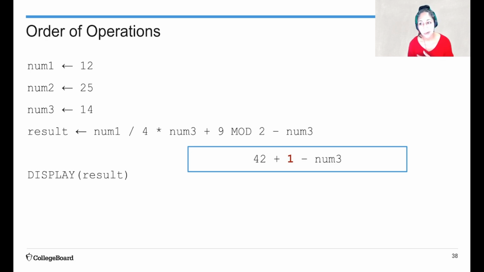Then I can just work my way across. 42 plus 1 gives me 43. And then minus num3. Num3 currently has the value 14. So 43 minus 14 is going to give me 29.